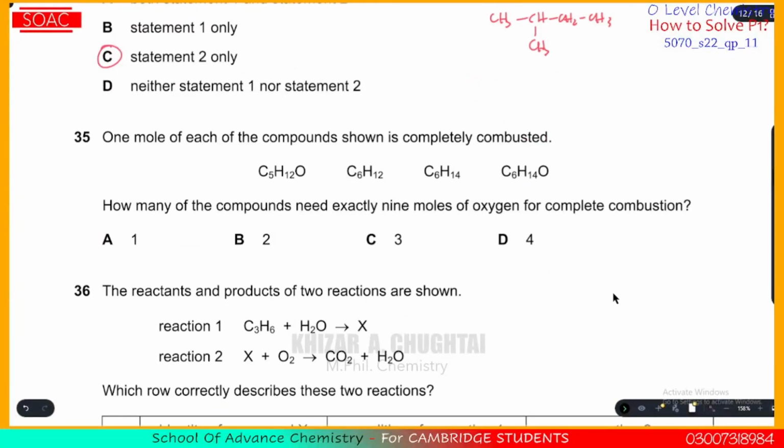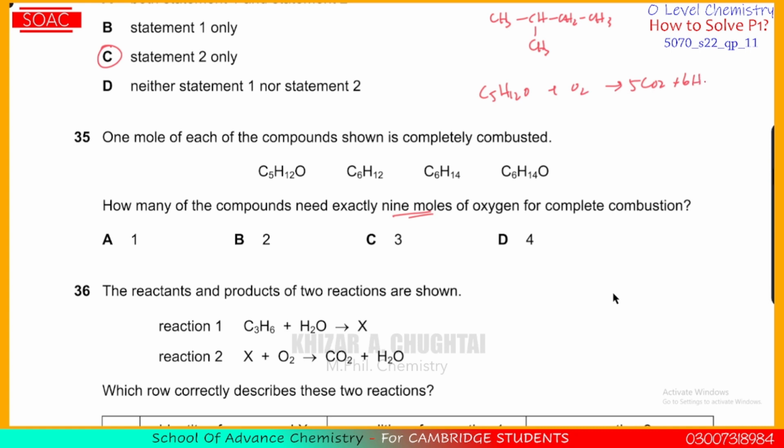Question number 35. 1 mole of each compound shown is completely combusted. How many of the compounds need exactly 9 mole of oxygen for the complete combustion? So you will have to write the equation turn by turn. C5H12O plus O2 goes to 5 mole of CO2 and 6 mole of H2O. 5 2s are 10 plus 6, that is equal to 16 minus 1, that is equal to 15. So 15 by 2 oxygen, that is not equal to the 9 mole. So not this one.